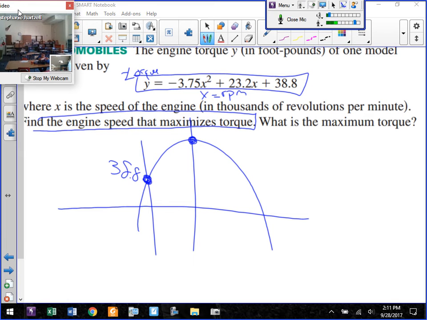Now, in a parabola, which is a quadratic, you either have what's called a maximum, a high point, or a minimum, which is a low point. So vertices, depending upon if your A value is positive or negative, are either going to be up like a cup if it's positive, which means your vertex is a minimum, or down like a frown if it's negative, which means your vertex is a maximum.